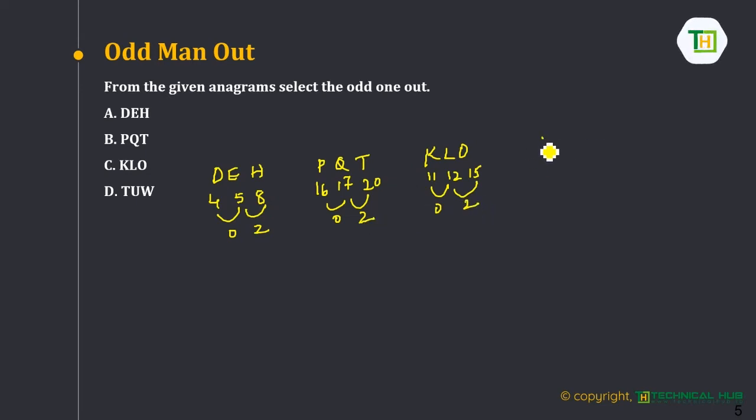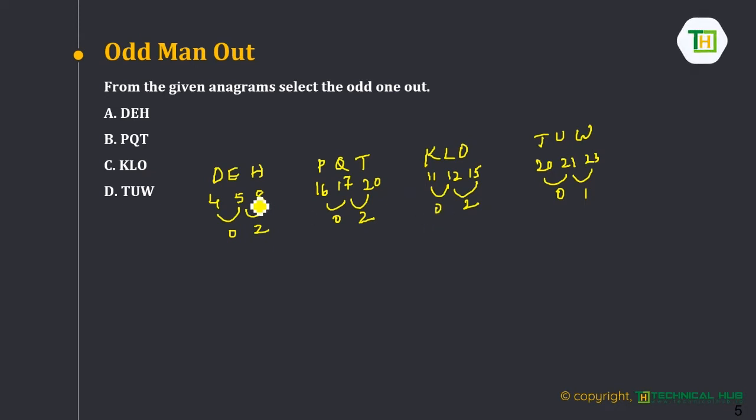Coming to the last option, T, U, W. So T means 20, U means 21, W means 23. Okay, between T and U gap is 0. In this, gap is 1 letter. Okay, if you observe the difference or if you observe the gap rule, you can find the answer.